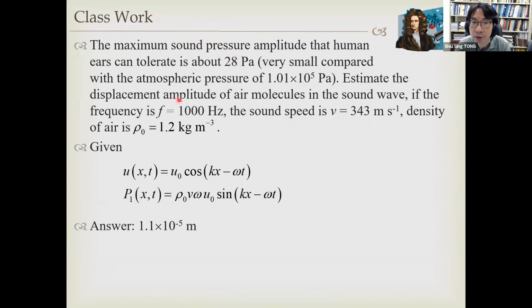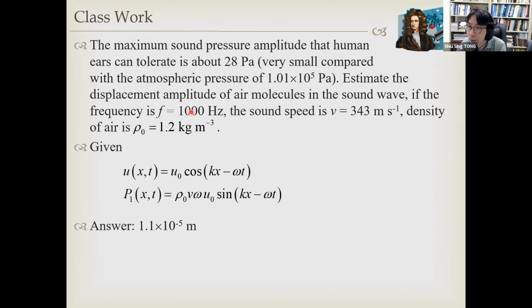And you are required to estimate the displacement amplitude of the air molecules. We assume for simplicity that the frequency of the sound, this is a linear frequency, is 1000 hertz. The speed of sound is 343 meters per second, and the density of air is 1.2 kilogram per meter cubed. So with these values, you can actually find it, because you know the pressure change has an amplitude of 28 Pascal. So you can substitute 28 Pascal equal to this bunch of constants. You know the density rho naught.